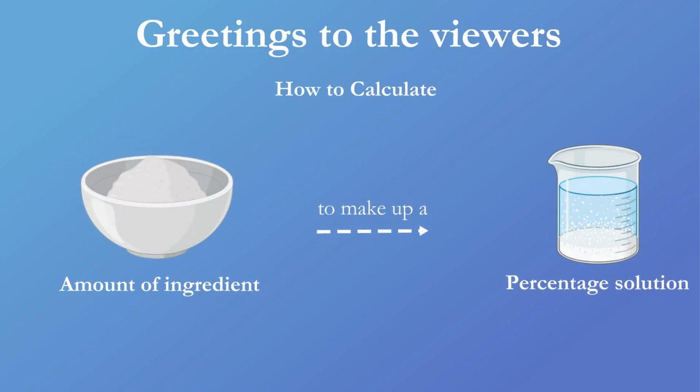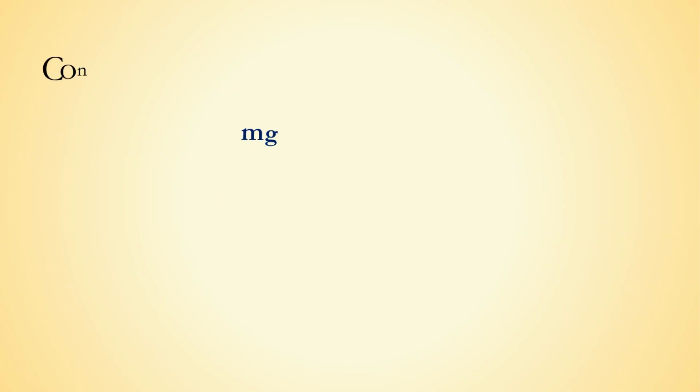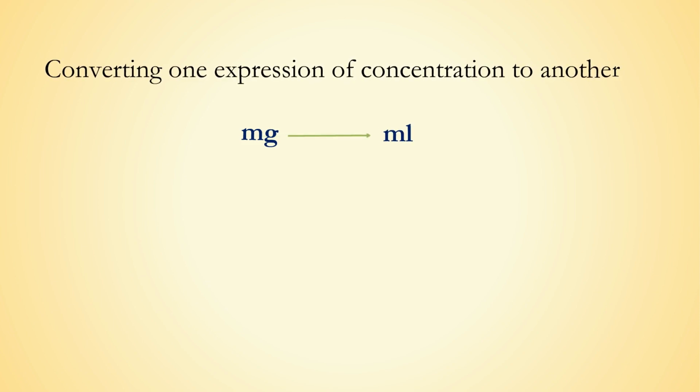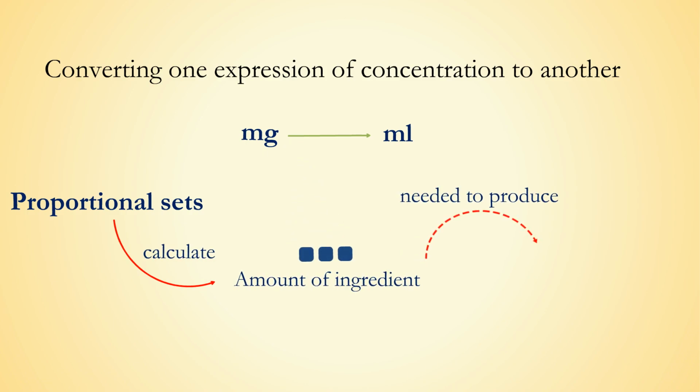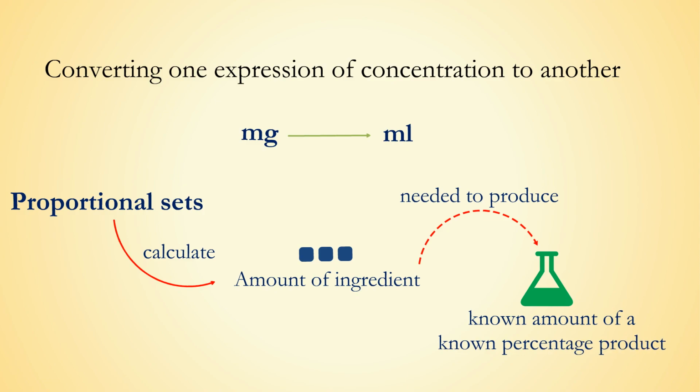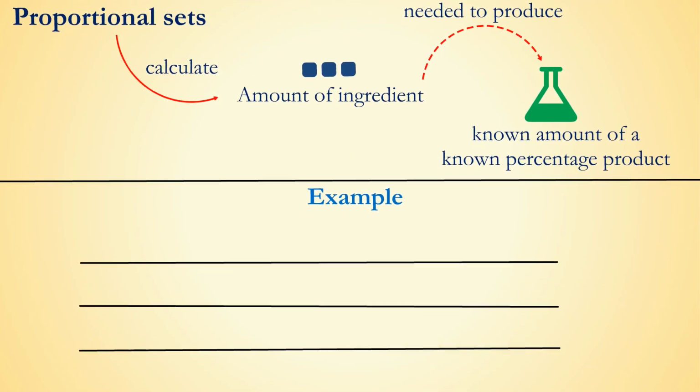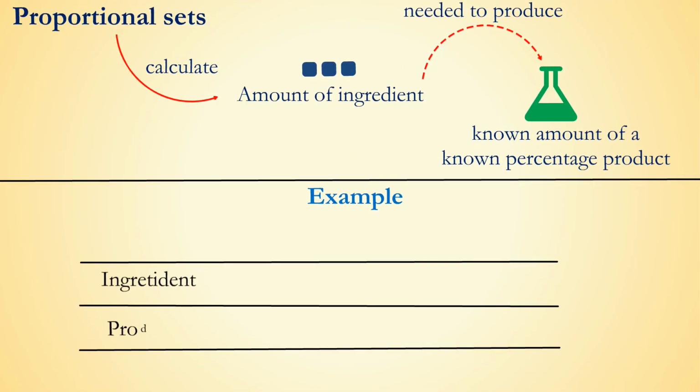In this video, we are going to see how to calculate the amount of ingredient required to make up a percentage solution. Similar to converting one expression of concentration to another, proportional sets can be used to calculate the amount of ingredient needed to produce a known amount of a known percentage product.